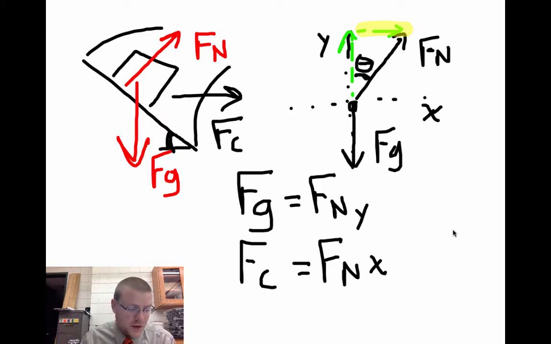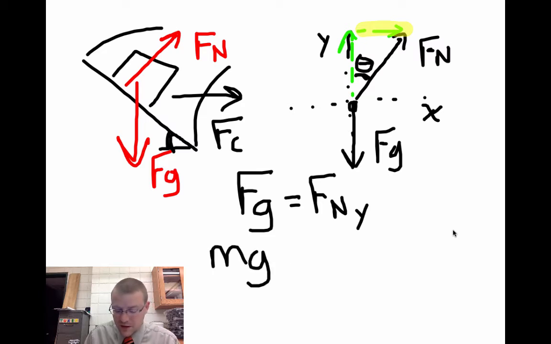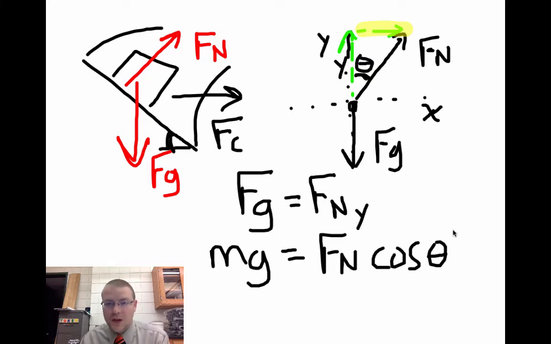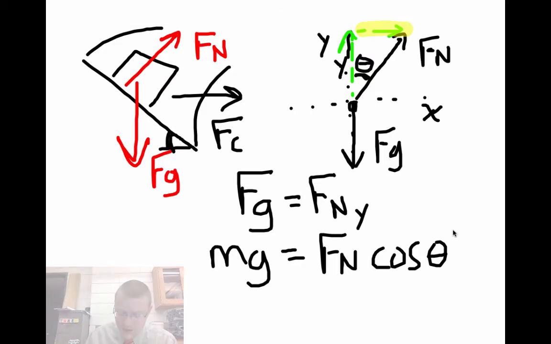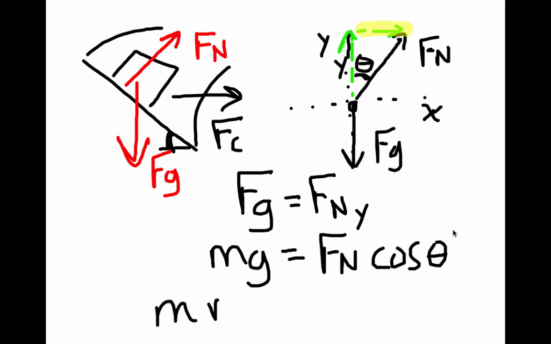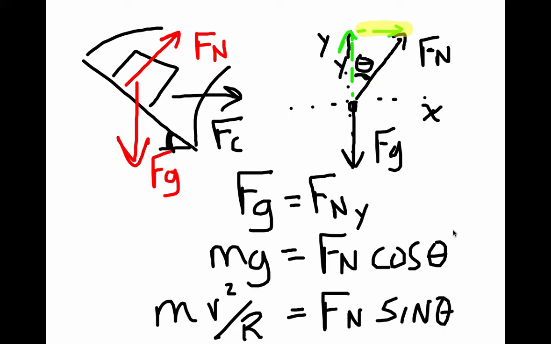So we can go through a couple things and write some equations based off what we know. We know that force of gravity is mg, and the normal force in the y piece, straight up and down, is normal force cosine of theta. In terms of the x direction, centripetal force, which we know as mv squared over r, is equal to the normal force sine of theta. So we have centripetal force equaling the x component, and we have gravity equaling the y component.